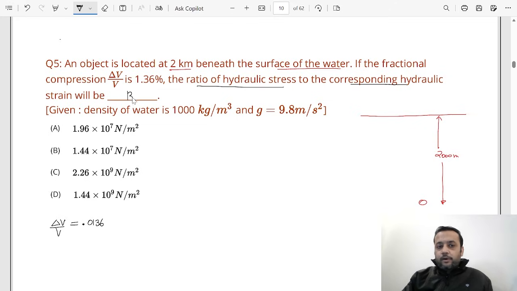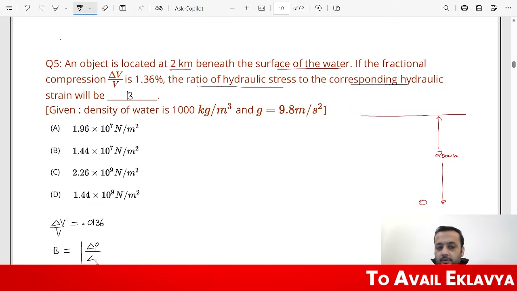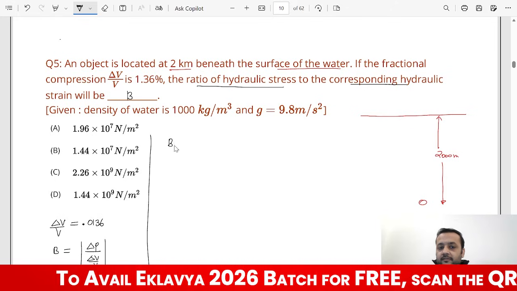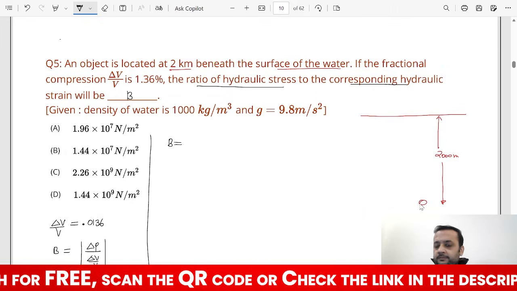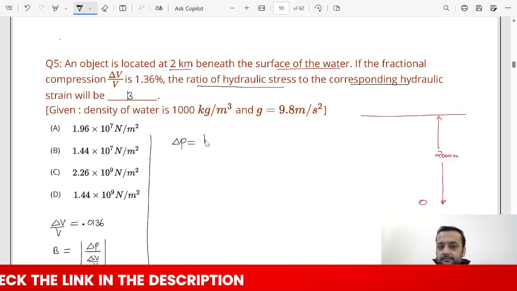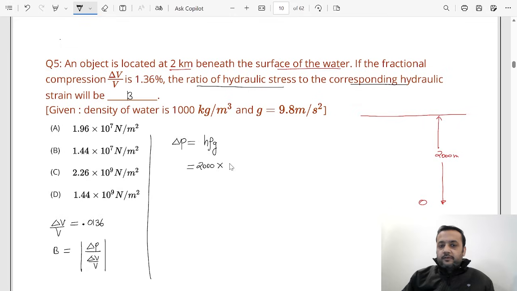That means bulk modulus. Bulk modulus is the ratio of hydraulic stress to hydraulic strain, and the mathematical value of bulk modulus is magnitude of change in pressure upon fractional change in the volume. All right. So from here we can see if you are going 2000 meters below the surface of the water, pressure will increase how much? Pressure will increase by h rho g, correct? So how much have we gone down? We have gone down by 2000 meters. Density of the water is 1000 kg per meter cube, and gravity is 9.8.